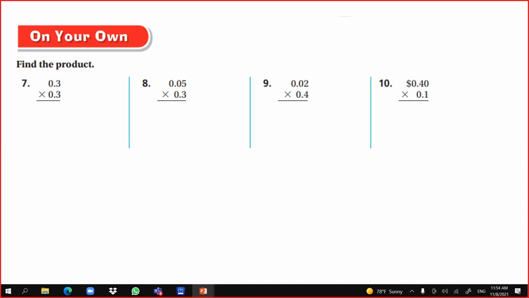Yes, Jilan. Number 7. 0.3 times 0.3. 9. Bravo. Thank you, Jilan. She said here we have 2 digits and I have only one number. So I will add a 0 in order to make it correct. Thank you, Jilan.